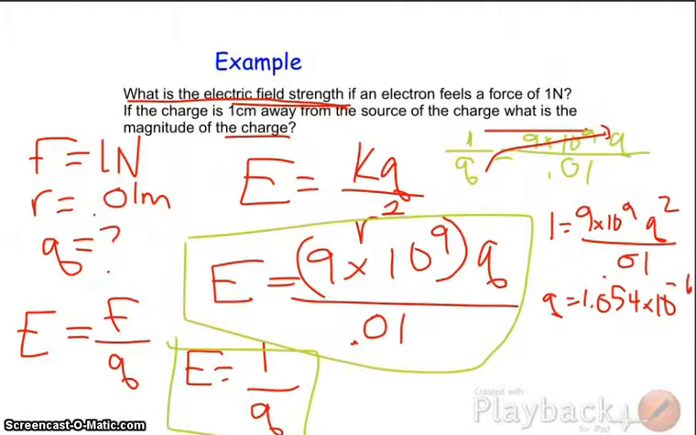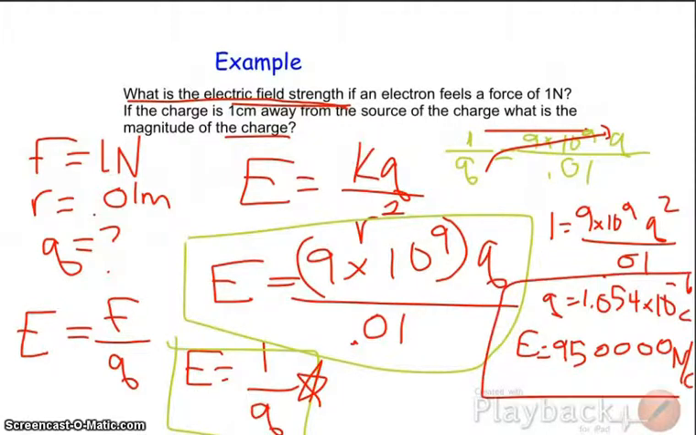Now if E equals 1 over Q from here, then E equals 948,683. I'm going to round to 950,000 newtons per coulomb, and charges in coulombs. Okay? So, that's an example of using both of the equations. Alright, that's all for the lesson. Good luck on your homework.